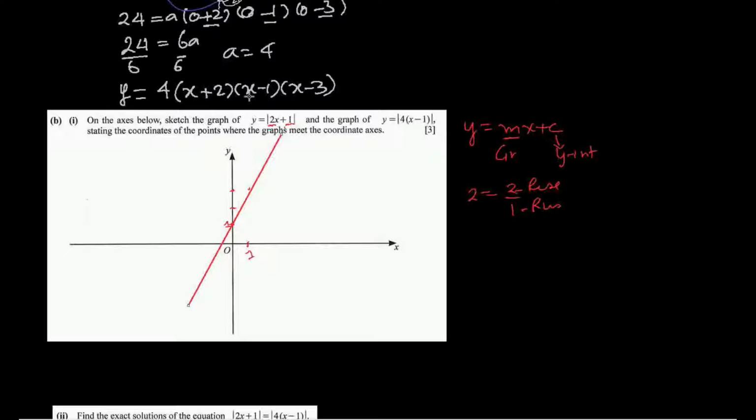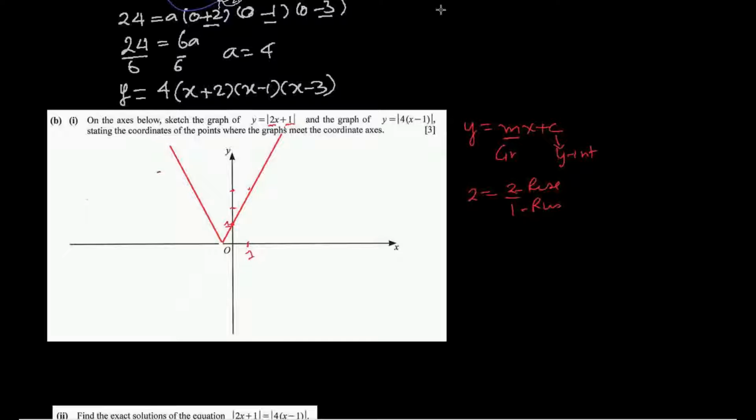But this is the graph of 2x plus 1, not with absolute. For absolute, we will reflect the part which is negative. So from here, I will reflect the negative part upwards on the x-axis. So it will become a V shape, and we will erase the one which is negative. So it's gone. This V shape will be the graph of y equal to absolute 2x plus 1.